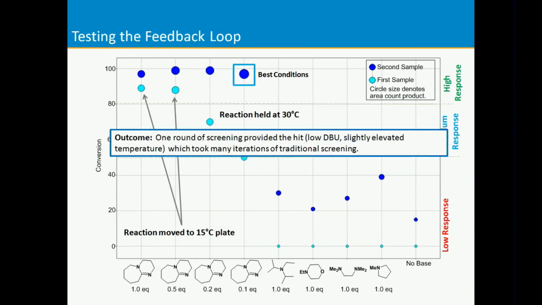So essentially here, in one round of screening, we got the hint that low DBU at a slightly elevated temperature is the best condition. And this took many, many iterations of traditional screening when we were running this for Project Chemistry in the past. So this gave us a great first pass at the feedback loop to show that it's giving more data in a single screen than traditional screening.